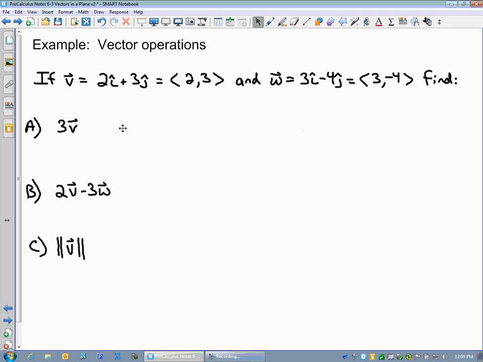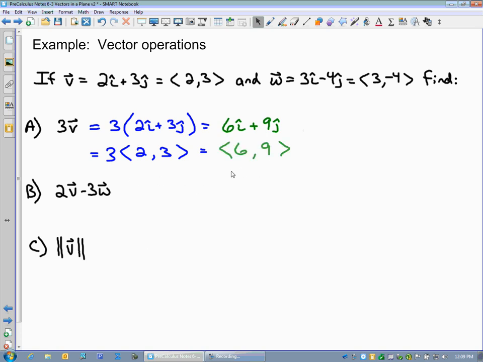In hat notation, that would be 3 times (2i plus 3j). If we distribute this, using our property from the last page, the resulting vector would be 6i hat plus 9j hat. You can also do this with the angle brackets, which is actually the one I prefer. So 3 times <2, 3>. Again, think of this as distribution. It's simply going to be, still in angle brackets, <6, 9>. So this one or this one, they both represent the same vector. Different notation for the same vector.